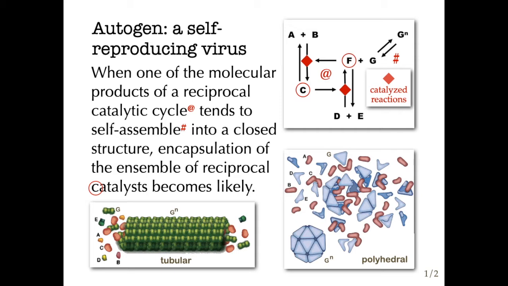So, when one of the molecular products of a reciprocal catalytic cycle tends to self-assemble into a closed structure, encapsulation of the ensemble of reciprocal catalysts becomes likely. This makes possible self-repair and even self-reproduction, as I'll show in a few minutes. Two forms here are depicted, a polyhedral and tubular form, along with a diagram of the process. An autogenic virus can be called an autogen for short.